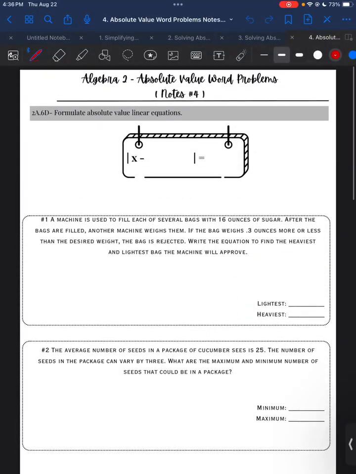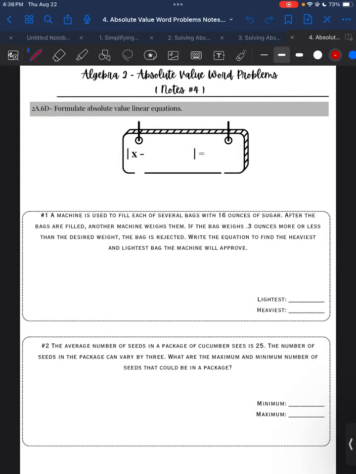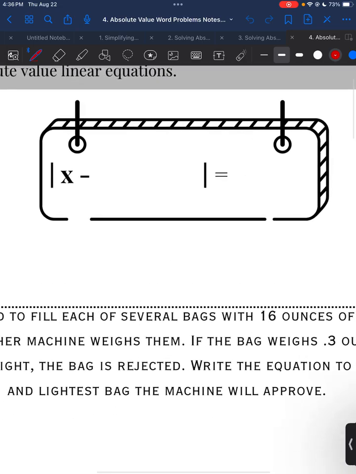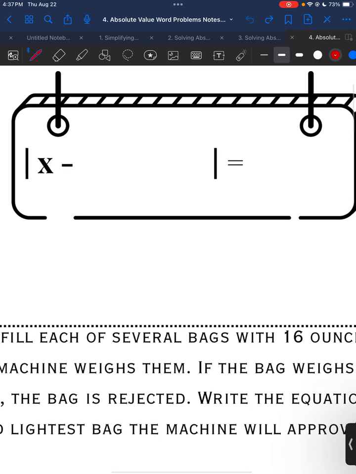Notes number 4 are on absolute value word problems. So anytime you have a word problem with absolute value, you will have absolute value of x minus. So I put a minus sign right there. You're never going to have a plus sign, so you can make a note of that. And then you're going to look for keywords. So you'll have two numbers in the problem.